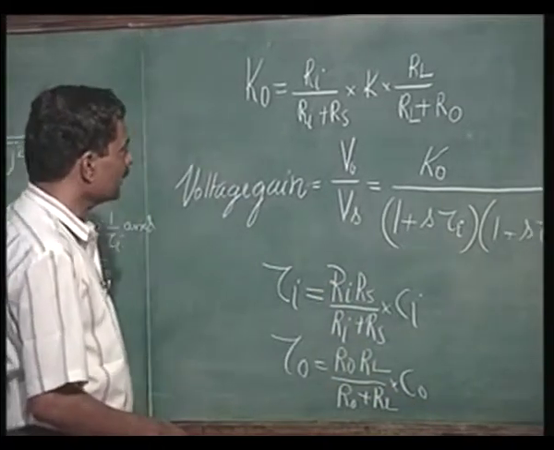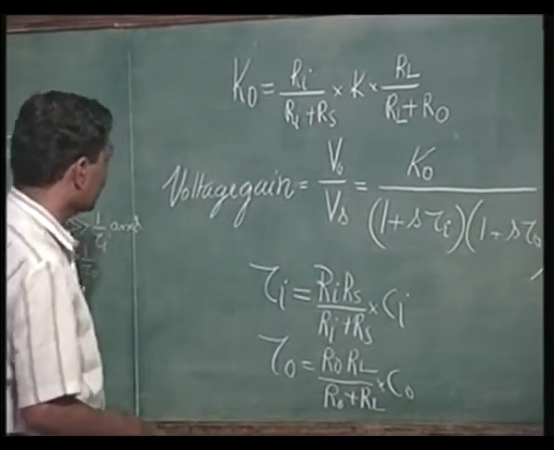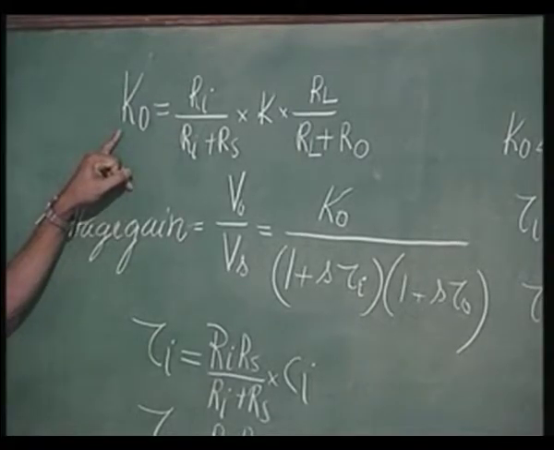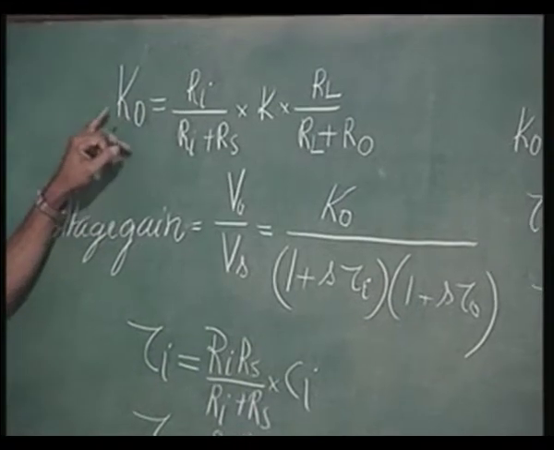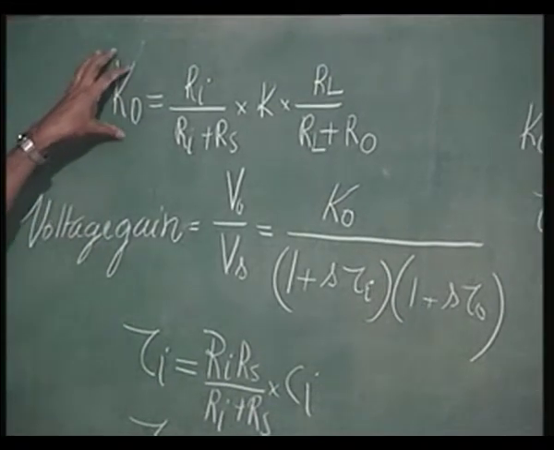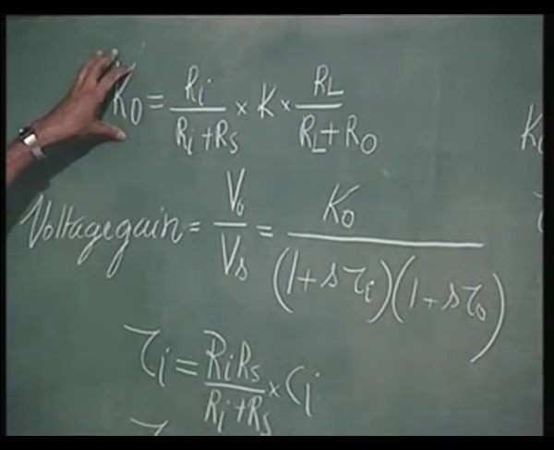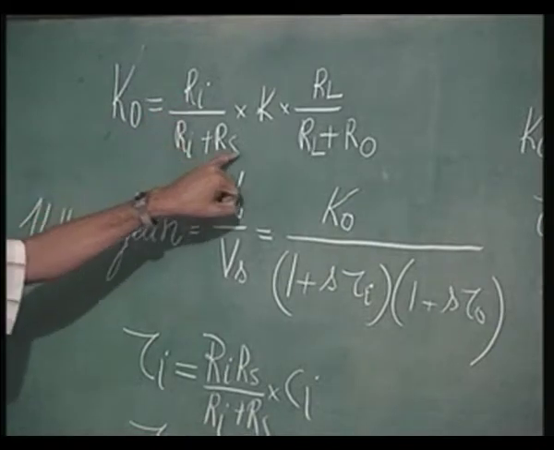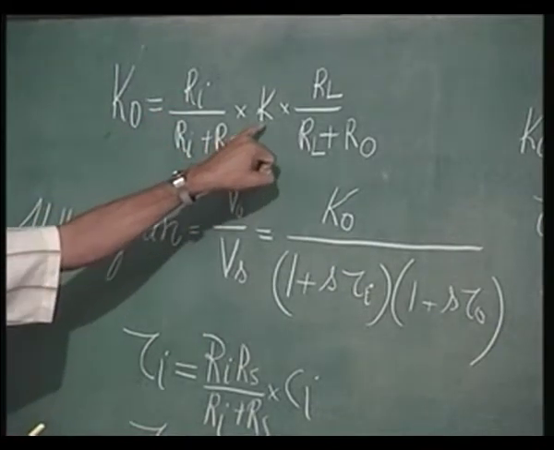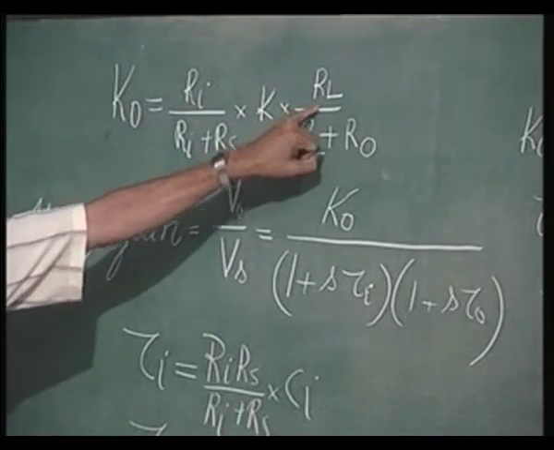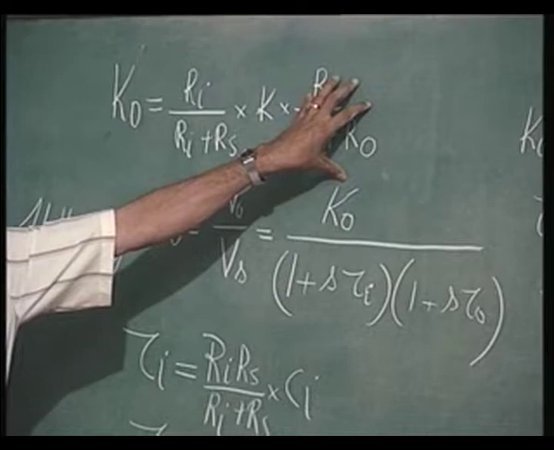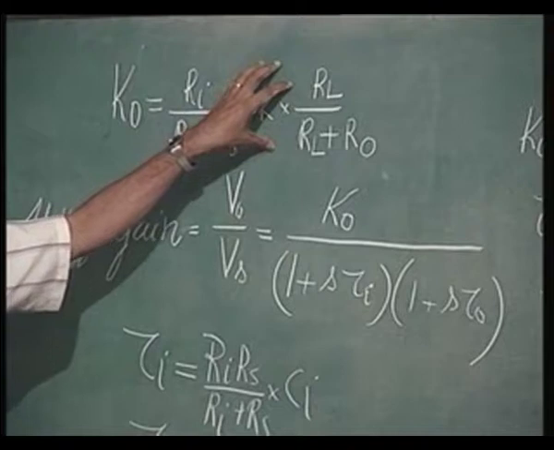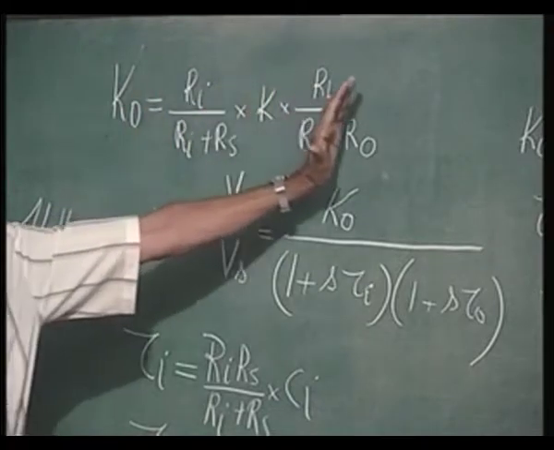Now, summarizing what we just discussed previously, the DC gain K naught, which is independent of frequency, whatever term that is independent of frequency, that we call as DC gain V naught over Vs. So, Ri by Ri plus Rs, the attenuation factor at the input, into open loop gain K into RL by RL plus R naught, attenuation factor at the output. Attenuation at the input, attenuation at the output, and the open loop gain. Overall gain is therefore determined by this.